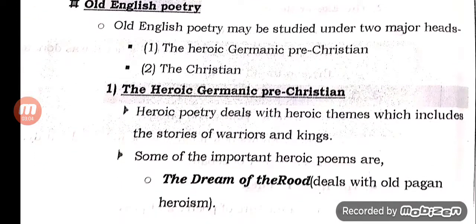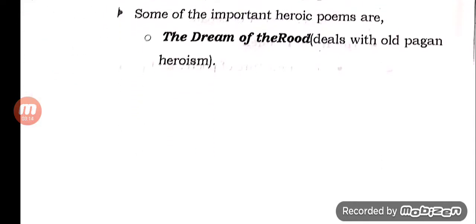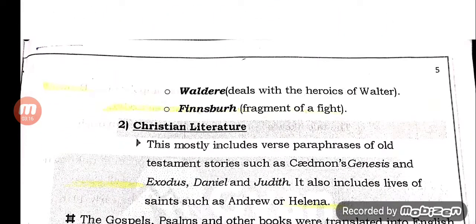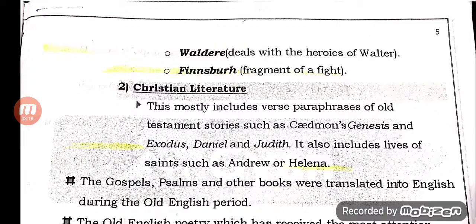Heroic poetry deals with heroic themes, which include the stories of warriors and kings. Some of the important heroic poems are The Ruin of the Rood, and Waldere and Finnsburg. Waldere deals with the heroics of Walter, whereas Finnsburg deals with a fragment of a fight.